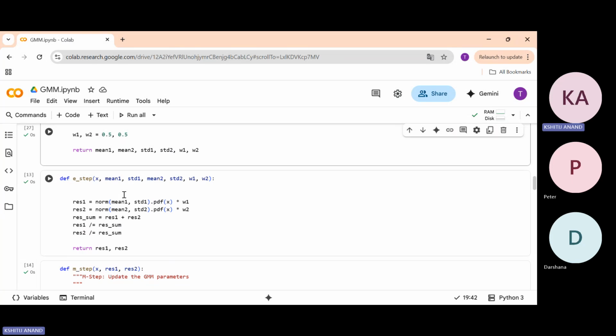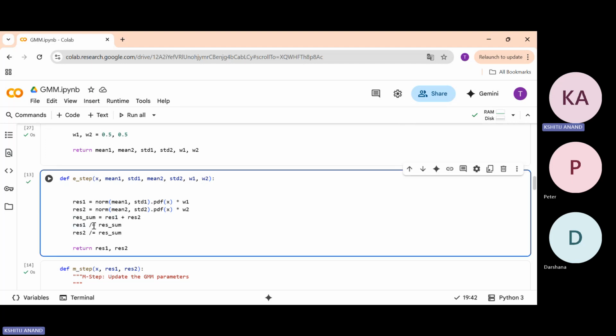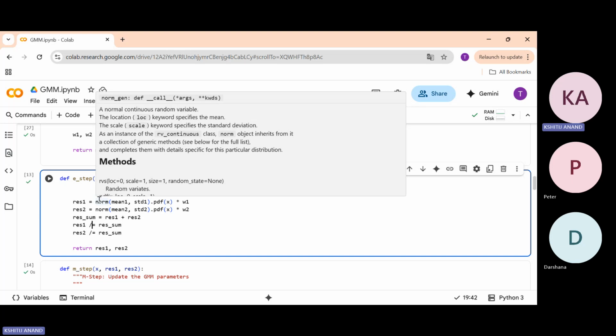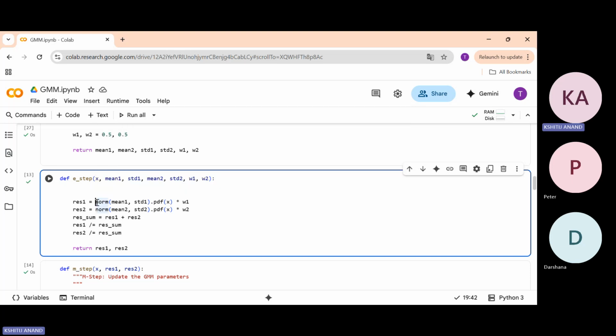Now, in the expectation step, the first step, we have to find the responsibility, right? To find the first responsibility, if you remember the formula, it is the normal distribution of x, the probability density of x, into weight 1, divided by the summation of both of these. Similarly, res2 will be this value divided by res1 plus res2, right? So this is the responsibility.